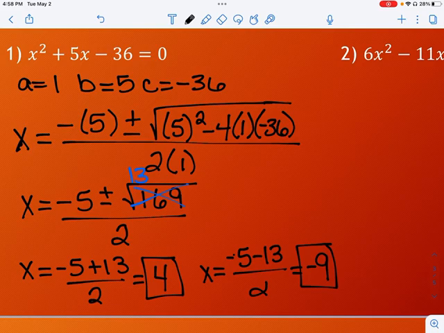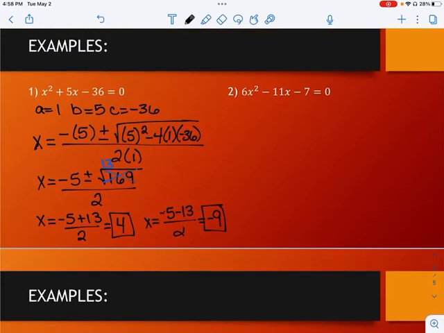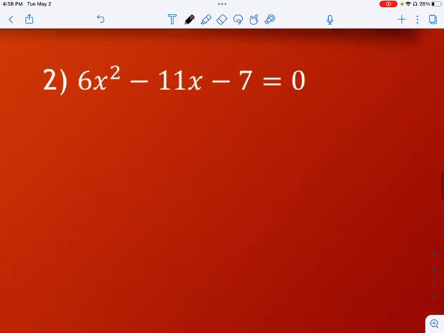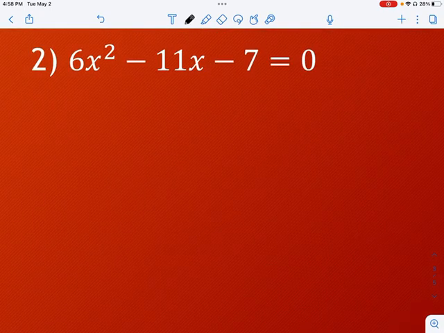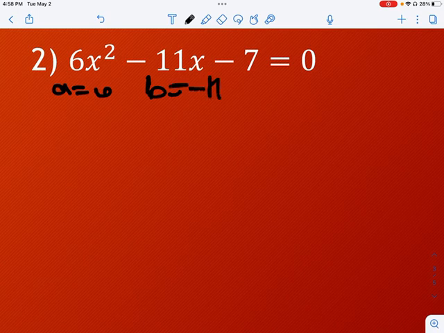Okay, so that is how we do the quadratic formula. All right, let's try this second one here. So I have 6x squared minus 11x minus 7. So A is 6, B is negative 11, and C is negative 7. So now we go to plug it into our formula.